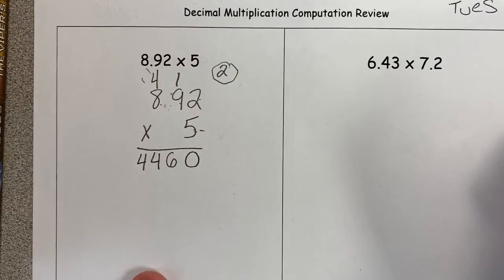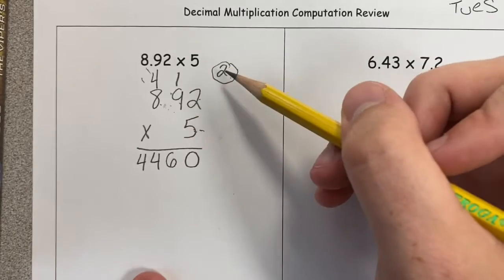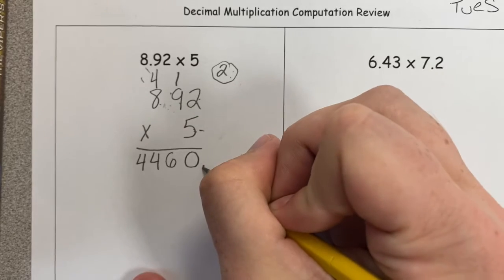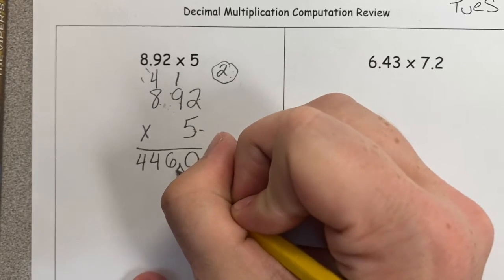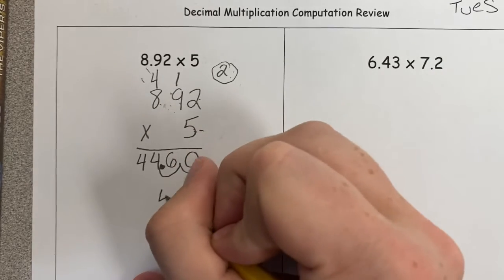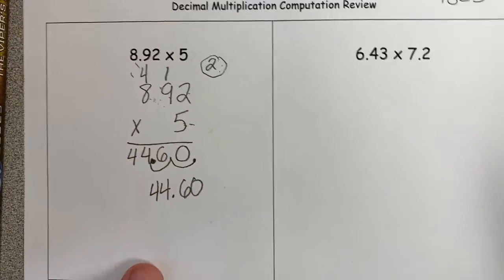So now my last step, now that I have figured that out, is to make sure I started with 2 numbers behind the decimal, so I need to end with 2 numbers behind the decimal. So I'm going to start it on this side of the 0, the farthest right, and I'm going to swoop it 1, 2 times, which means my answer would be 44 and 60/100ths.